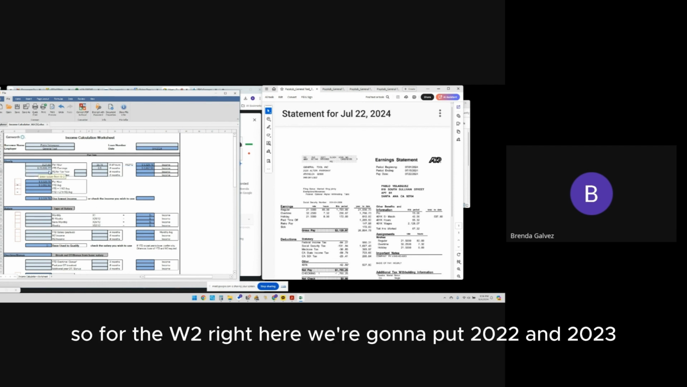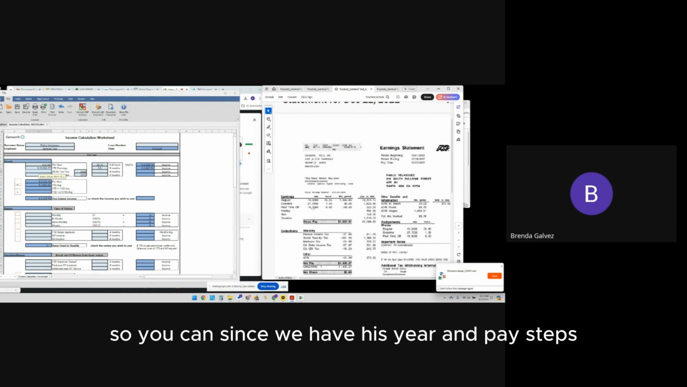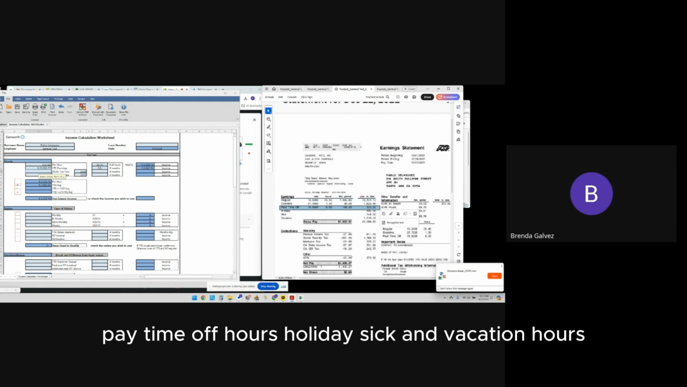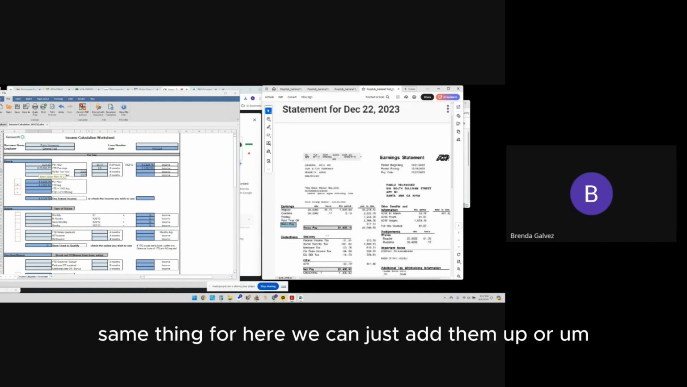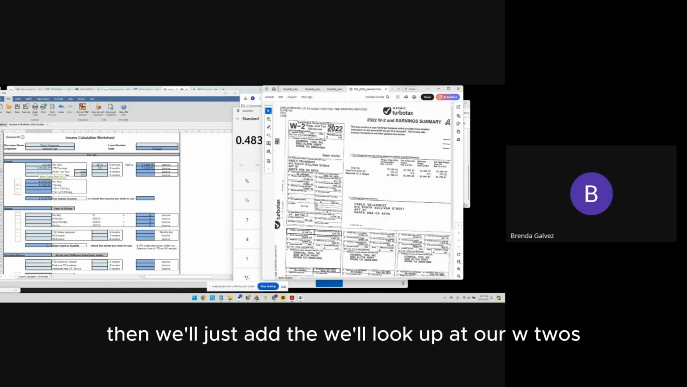So for the W-2, right here, we're going to put 2022 and 2023. Since we have his year-end pay stubs, we can just add the regular hours. Again, pay time off hours, holidays, sick, and vacation hours. Same thing for here, we can just add them up. Or if we don't have the year-end pay stubs, then we'll look up at our W-2s.